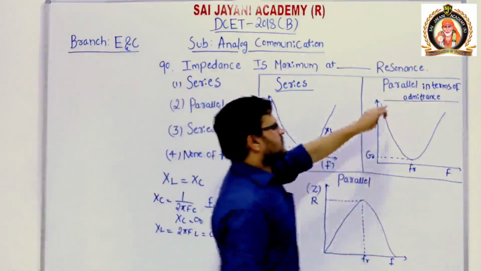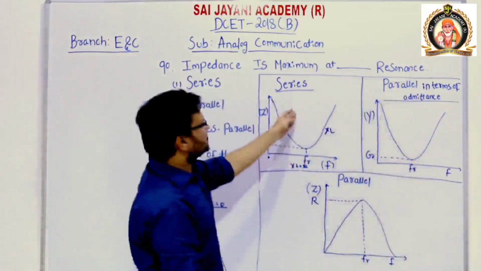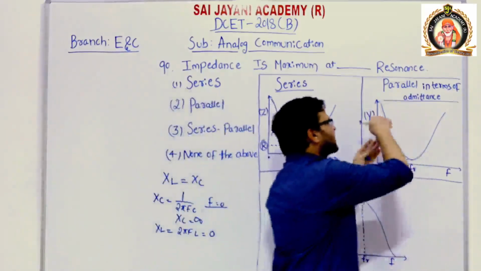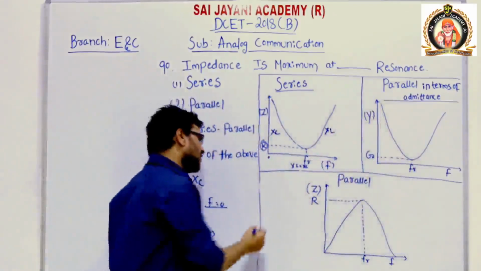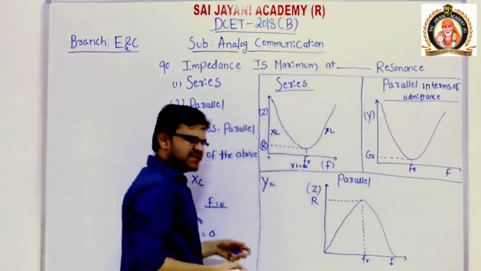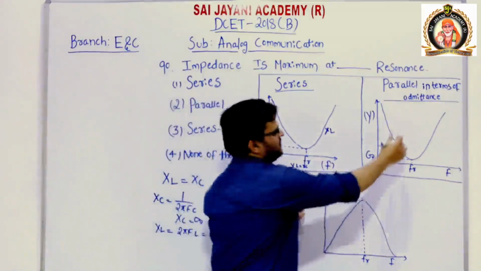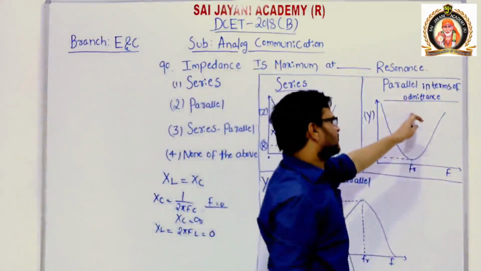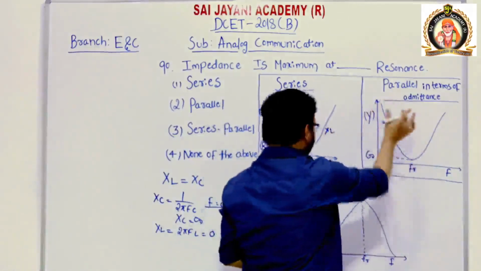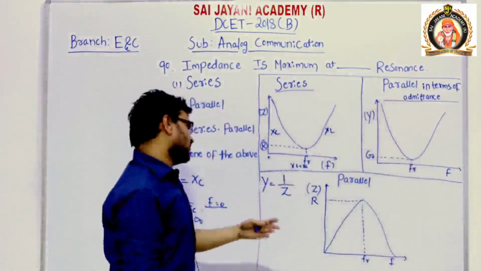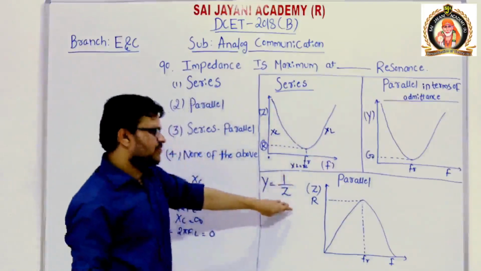Okay, for the parallel circuit we get the same graph as we showed for the series circuit, but in terms of admittance. We are well aware that admittance is the reciprocal of impedance. So for the parallel circuit we get it in terms of admittance, but we all know that Y, that is admittance, is equal to the reciprocal of impedance.